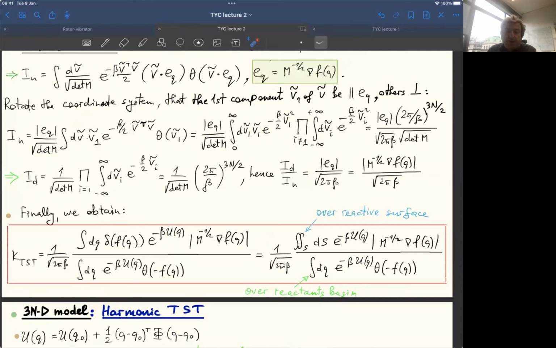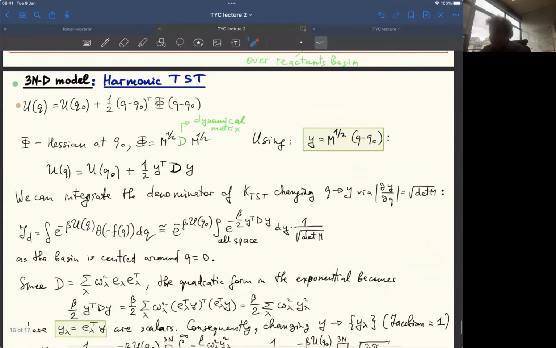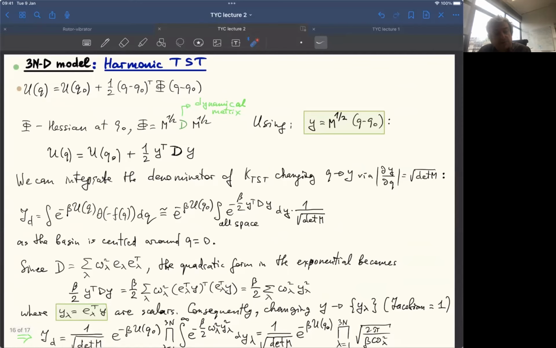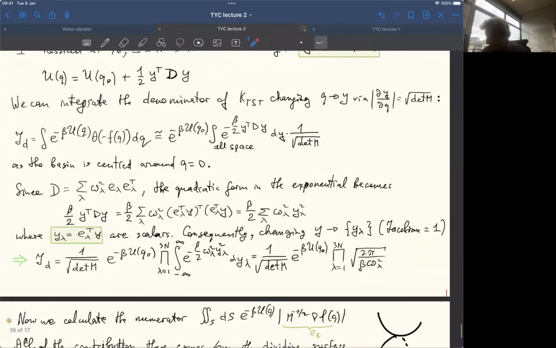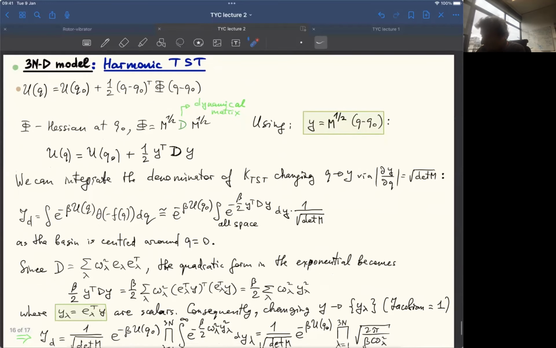So here we have got rid of velocity integrations altogether and only have integration over the space of our coordinates q. In the numerator, we have a surface integral over the dividing surface, and in the denominator, we have an integration over the reactant basin. Again, it looks like a very complicated expression, but in the harmonic transition state theory, this expression can actually be worked out explicitly analytically. And again, a few words on how this can be done.